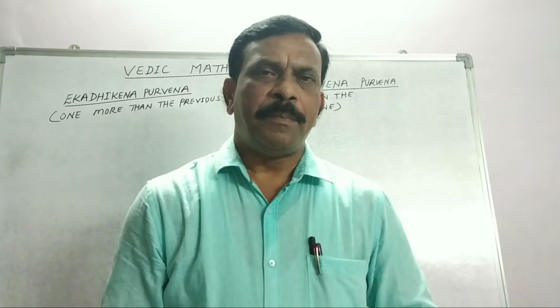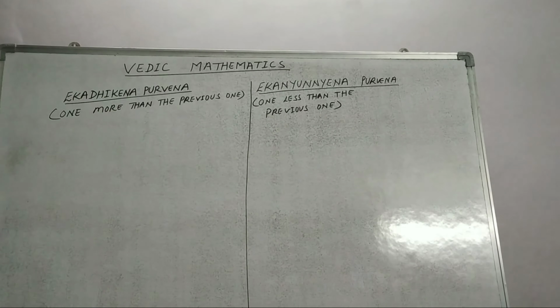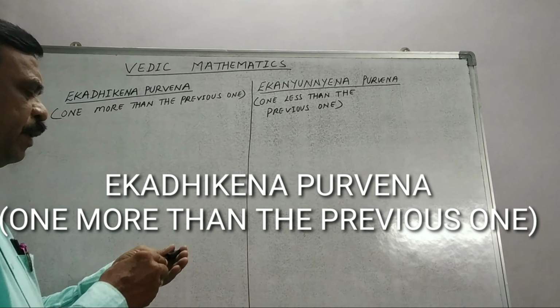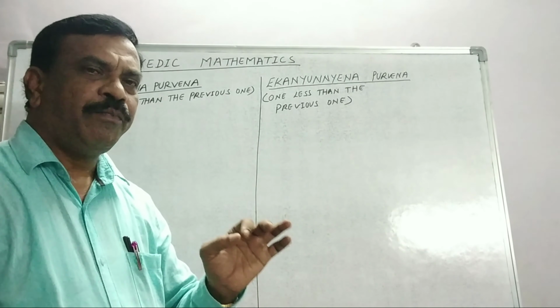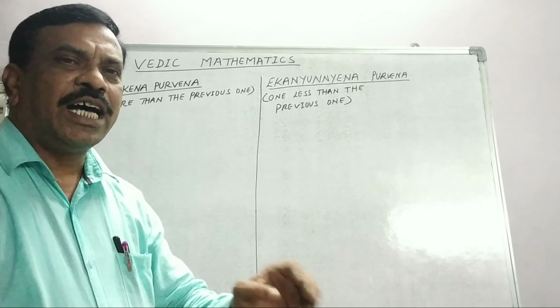So let us begin. Our first sutra today is Ekadhikena Purvena. It means one more than the previous one. This sutra we utilize in changing a normal number into negative number. And in the same way, this Ekanyunnyena Purvena sutra we use in changing a negative number into normal number. Along with these two sutras, we will be using Nikhilam Sutra also. Nikhilam Sutra means the first sutra. Nikhilam Navatashcharamam Dashatah. That means all from 9, last from 10.